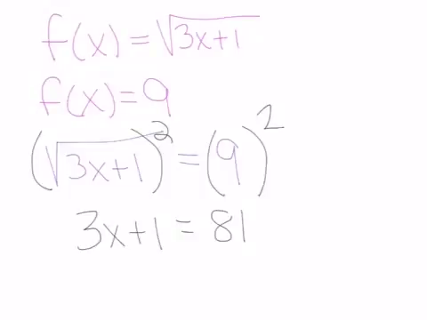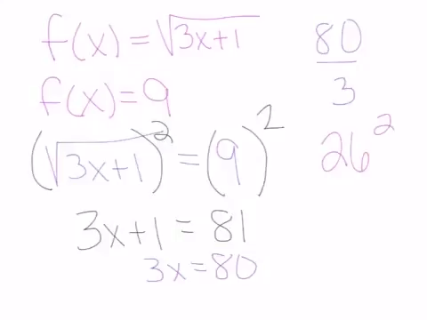And then I'm going to solve it like it's an equation. So I'm going to subtract 1 from 81, and what I'm left with is 3x equals 80. And then the last step would be to take 80 divided by 3, which gives me 26 and 2/3. That would be my final answer.